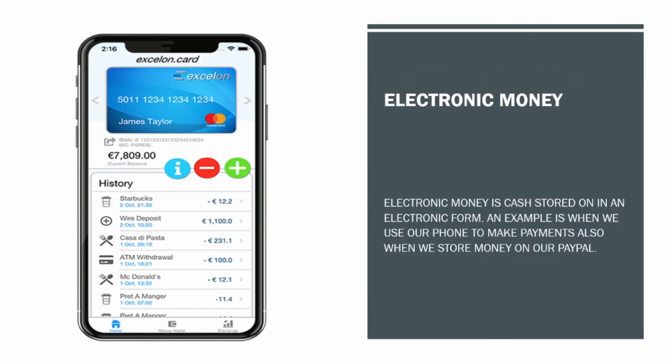Then after that, we get electronic money. Electronic money is cash stored in electronic form. An example is when we use our phone to make payments, also when we store money on our PayPal. When we use our phone to tap on and make payments, that's electronic money. When we store our money on PayPal, that's electronic money because that's not in our bank anymore. So that's like an online system, like an online bank. So that's the evolution of money. It went to electronic money.